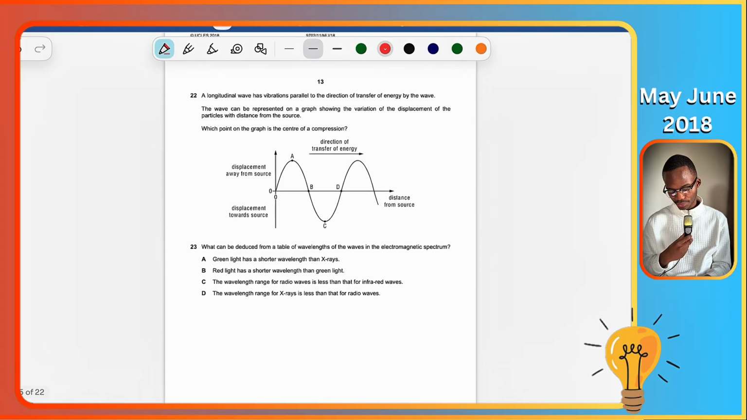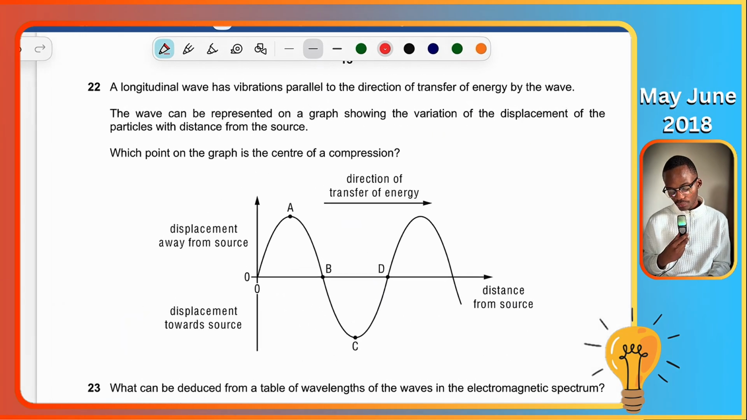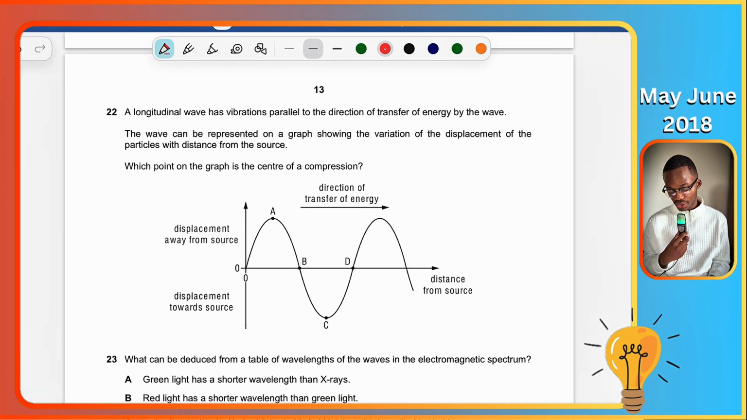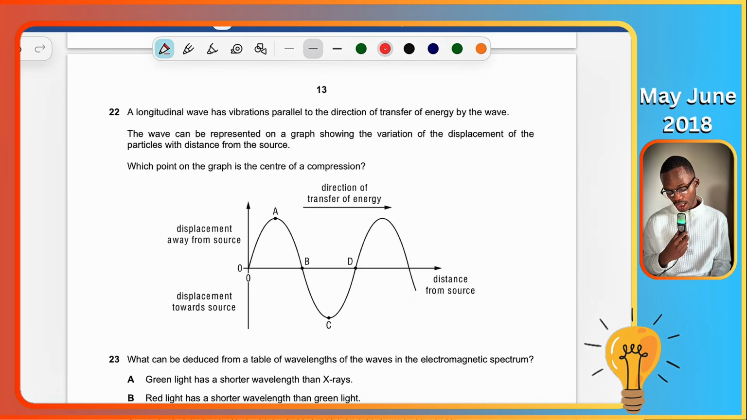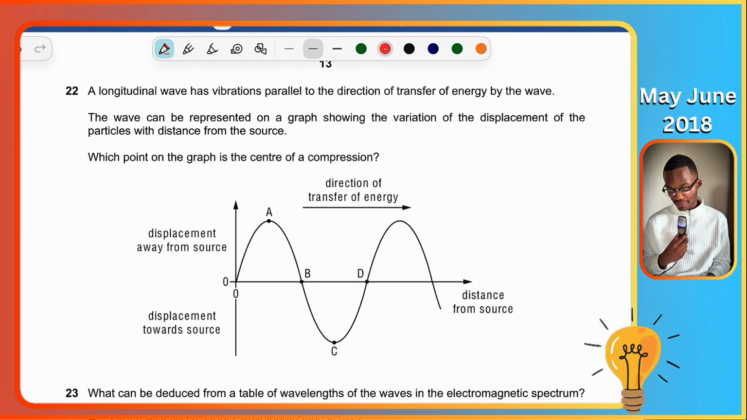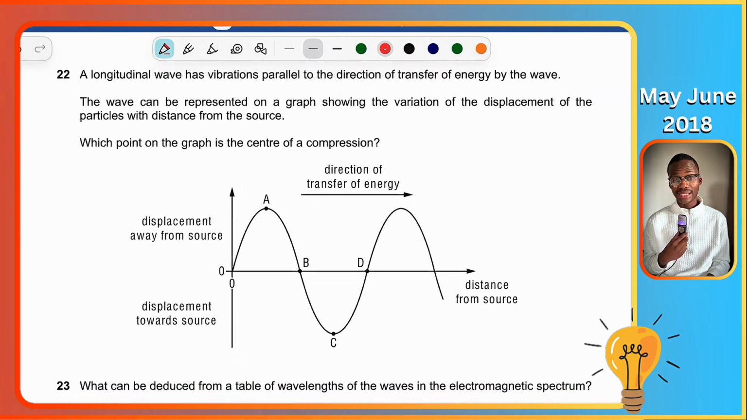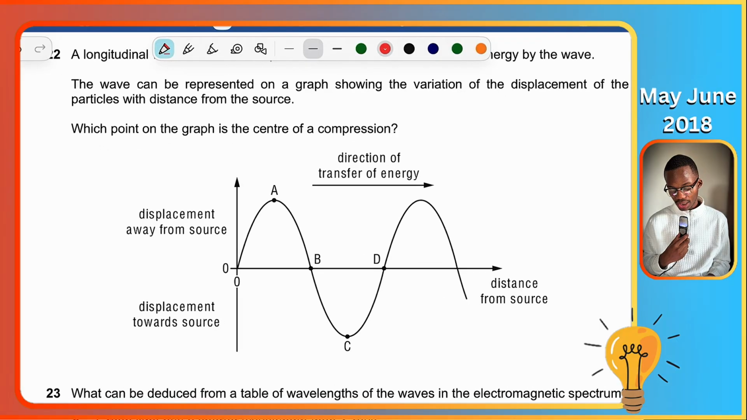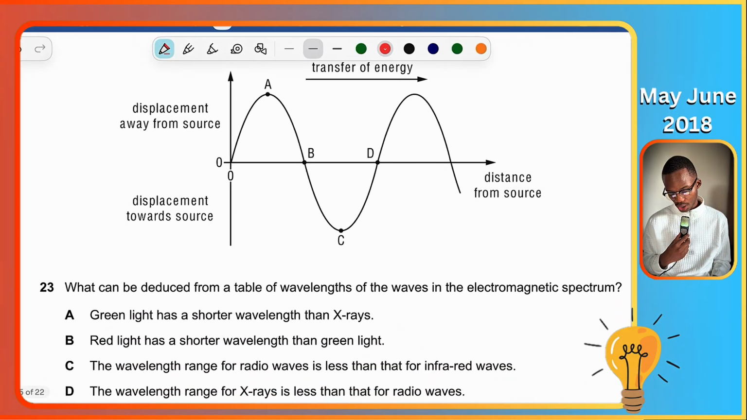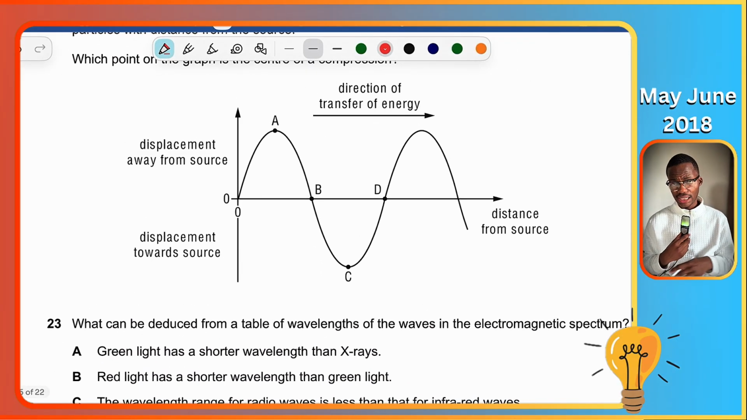You can do it. Question 22. A longitudinal wave has vibrations parallel to the direction of transfer of energy by the wave. The wave can be represented on a graph shown by the variation of the displacement of the particles with distance from the source. Which point is the center of compression? Let's study this and understand what's happening here. We have displacement away from a source, displacement towards a source, and energy is being transferred in this direction. Then we have distance from a source.